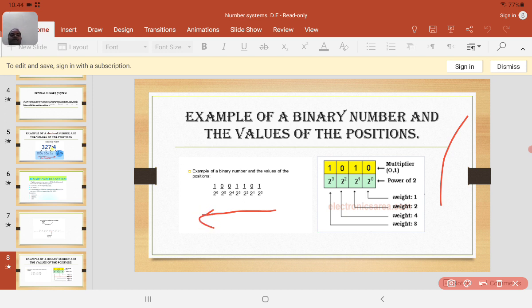The multipliers given here are 1010, and these are the powers: 2 power 0, 2 power 1, 2 power 2, 2 power 3. These are called the weights: 1, 2, 4, 8. So the weights are 2 power 0 means 1, 2 power 1 means 2, 2 power 2 means 4, and 2 power 3 means 8. Like this we can write the weights.